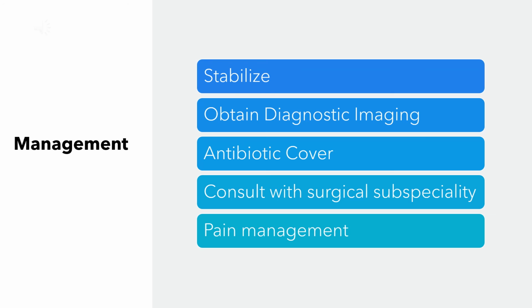As far as the management of acute abdomen is concerned, the first and foremost thing is to stabilize the patient and order diagnostic imaging in order to rule out the cause. Consider antibiotics to cover intra-abdominal pathogens. Consult with surgical subspecialties as appropriate for definitive therapy and, last but not least, pain management.